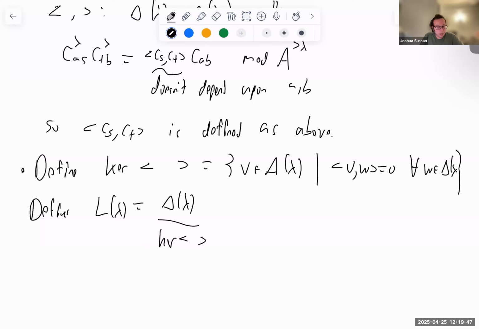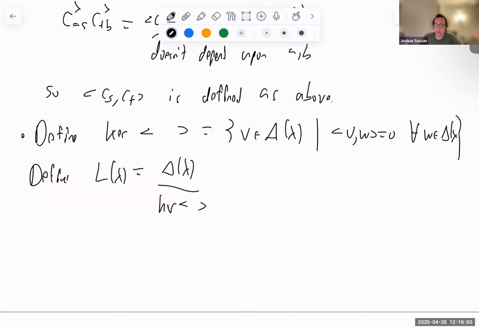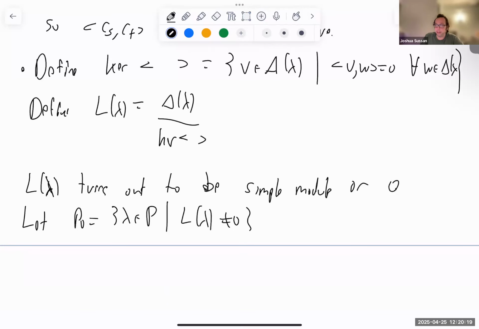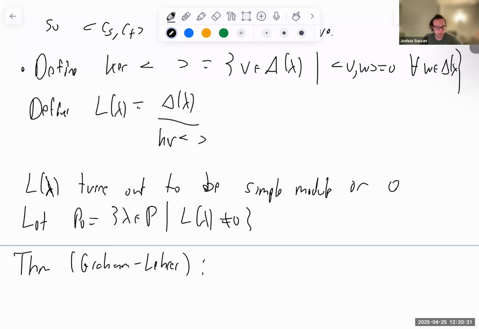This quotient L lambda turns out to be a simple module or 0. And so we let P sub 0 be the set of all elements in our poset such that L lambda is not equal to 0. And now finally, a major theorem in cellular algebras, which I think is due to Graham and Lehrer. I should have looked that up beforehand. This goes back many, many years.